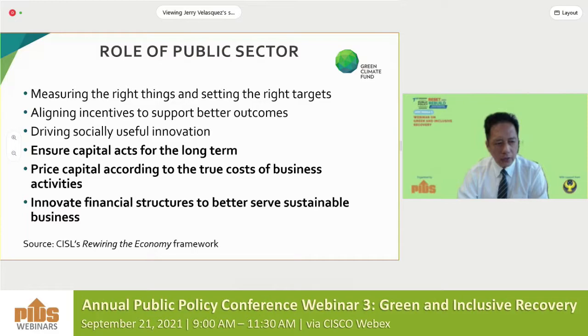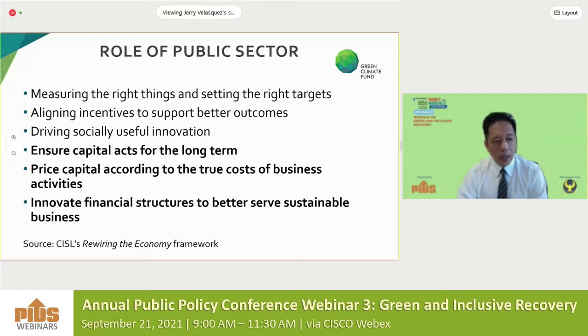However, more importantly, we need to ensure capital acts for the long term. We cannot allow short-termist approaches only. Pricing capital according to the true cost of business activities. We cannot act on things that we cannot measure. Of all the risks in finance, we don't understand climate risk. Why is that? We need to understand climate risk, and the playing field needs to be leveled.